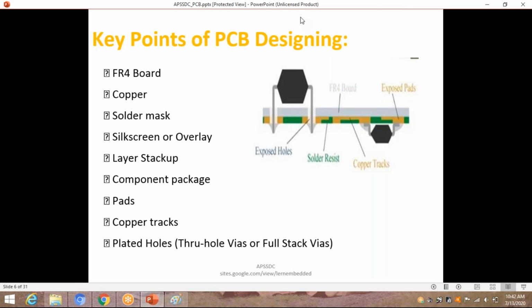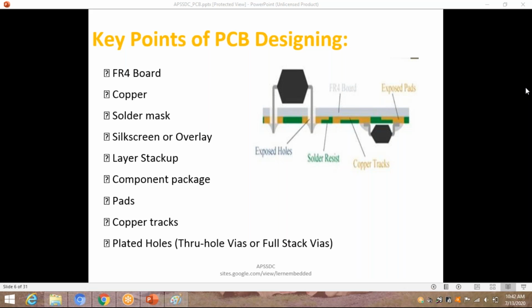Is it clear? Yes, sir. Next, copper. Guys, can anyone tell me why all these electrical and electronic circuits use only copper? Because of low resistance and high conductivity. Good conductor. Yes, that's good. So can you repeat the point, please? FR4: fiberglass, epoxy, and woven cloth material.